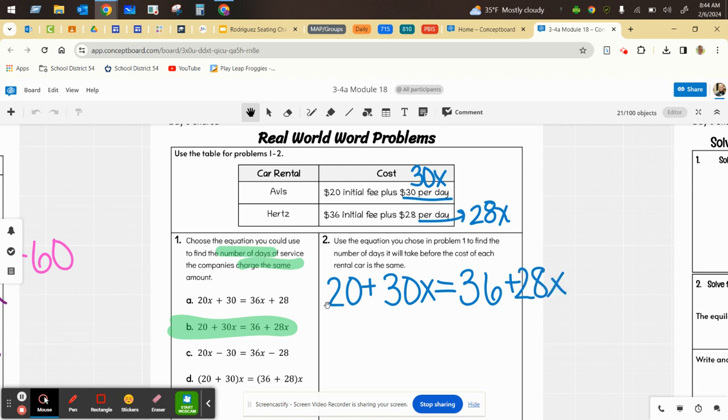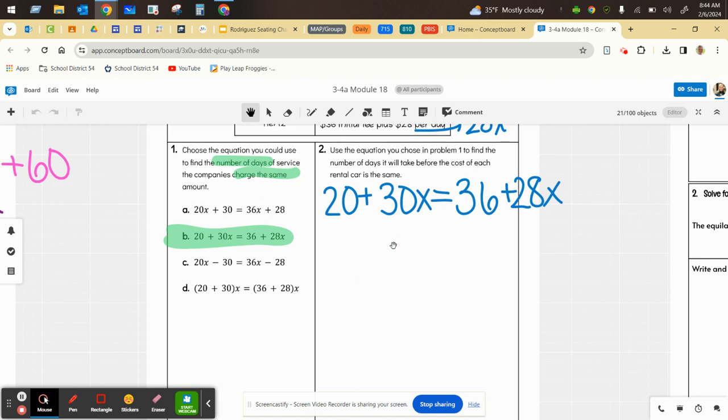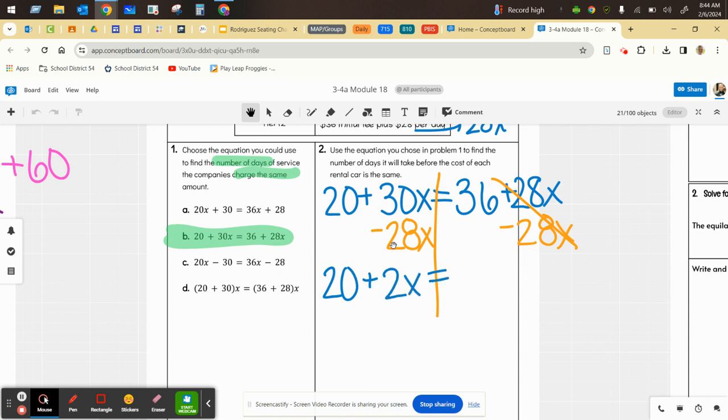Let me give us some room. I am going to draw a line down the center, and I'm going to move my variables to the left. So I'm going to subtract 28x from both sides. Make sure you line it up underneath the like term. Then I have 20. 30 minus 28 is 2, so plus 2x. The other side I have 36.